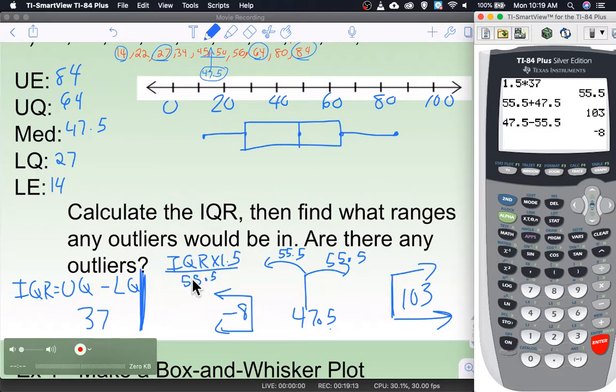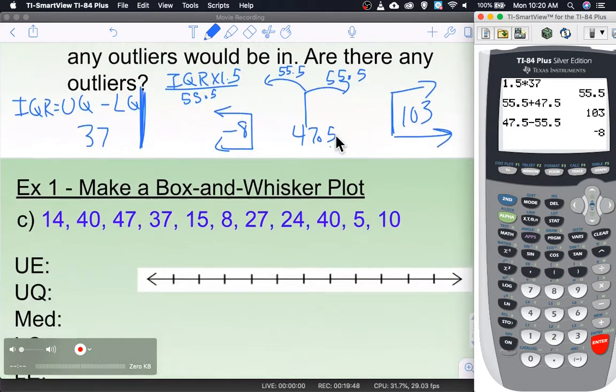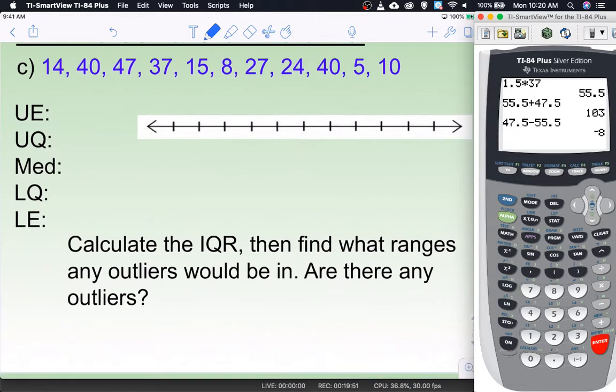Something is considered an outlier if it is 1.5 times the interquartile range away from the median. So my median was 47.5. If I went up and down 1.5 times the interquartile range, that gives me the values that outliers would fall in. It's good to do this before you graph, in case, for example, 84 was an outlier, I wouldn't put him as a dot as part of the whisker. We will see an outlier within the next few problems.